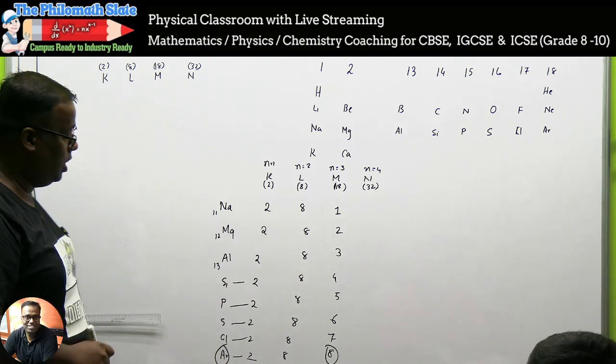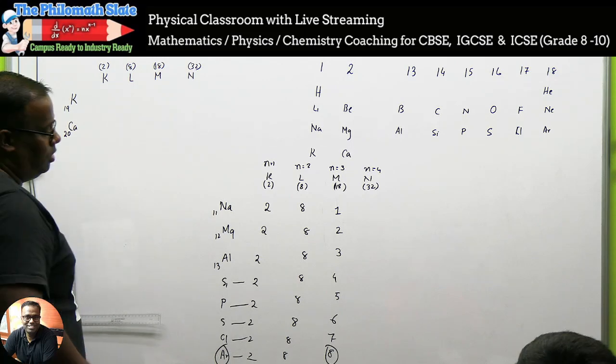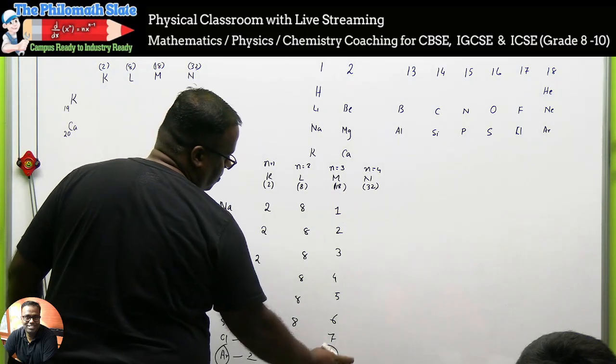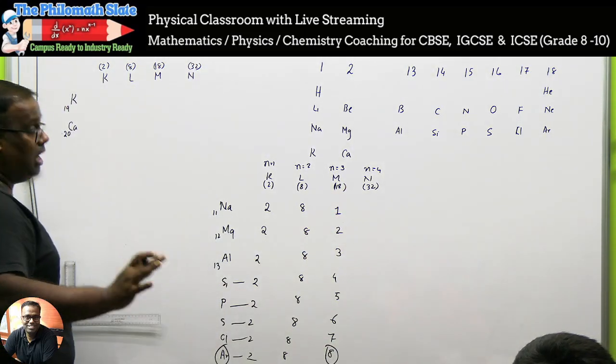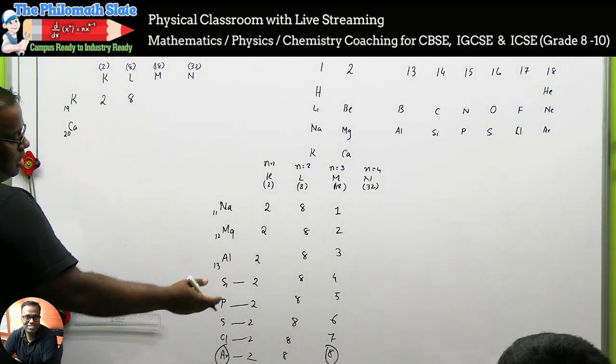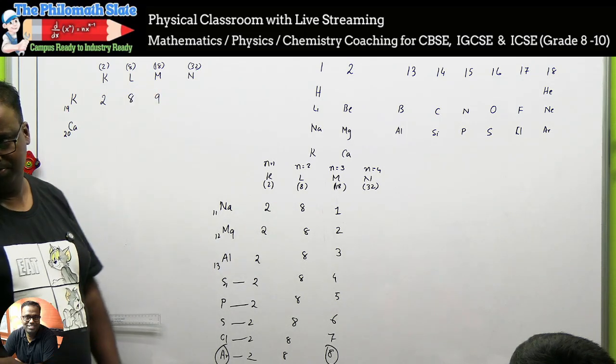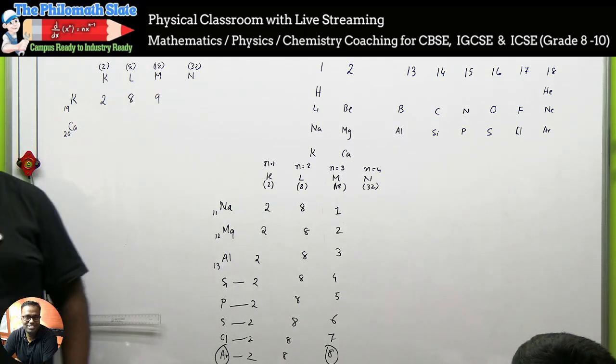Okay? 2, 8, 8 is done for argon. Did you understand? Now see, where did 8 come? In the M shell. How much can the M shell hold? 18 electrons. So how should it have been? 2, 8, 8 plus one more electron, 18 it can hold, so it should have been 2, 8, 9. But this does not satisfy the law.